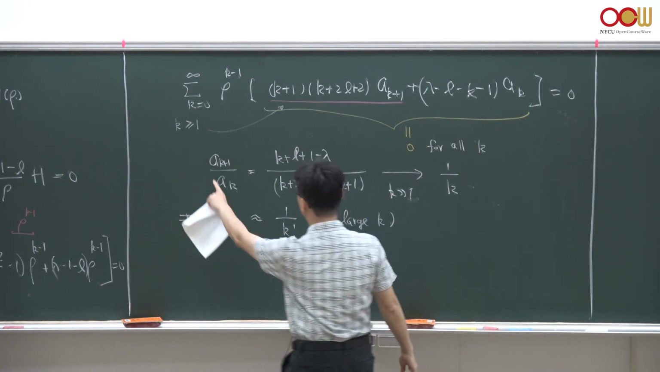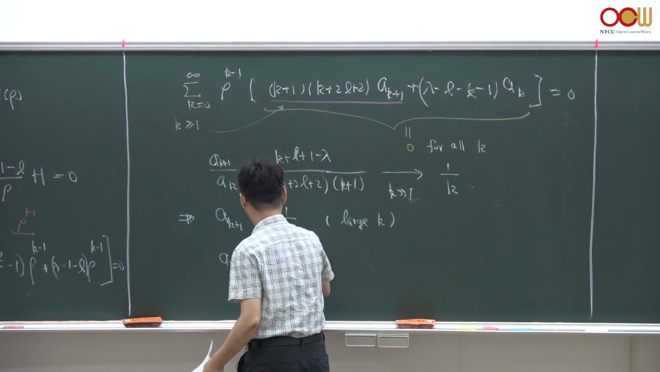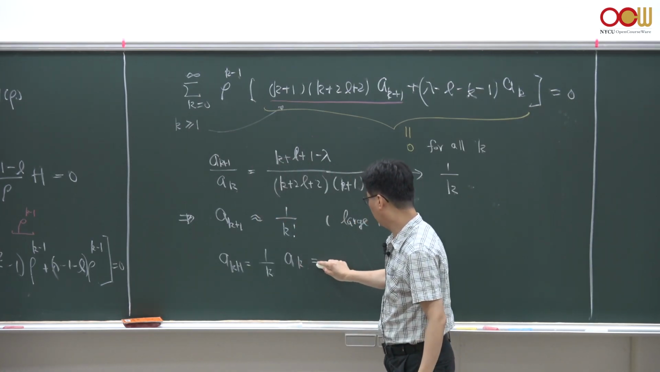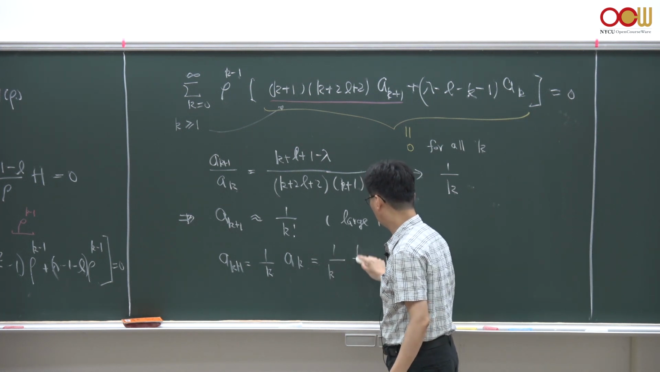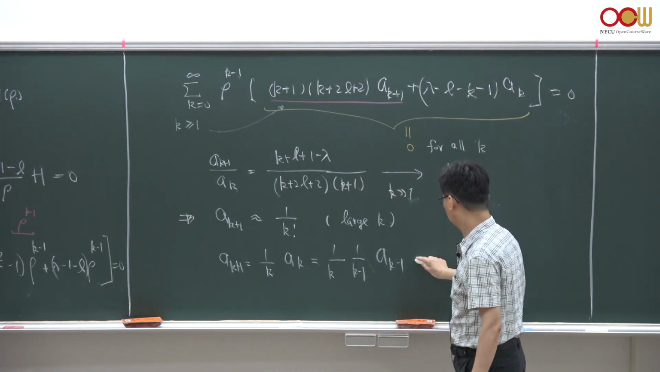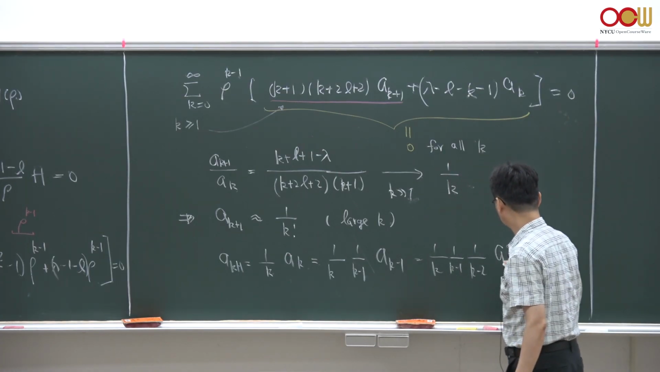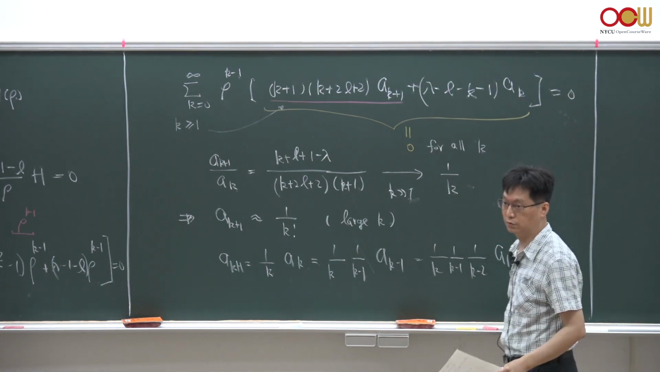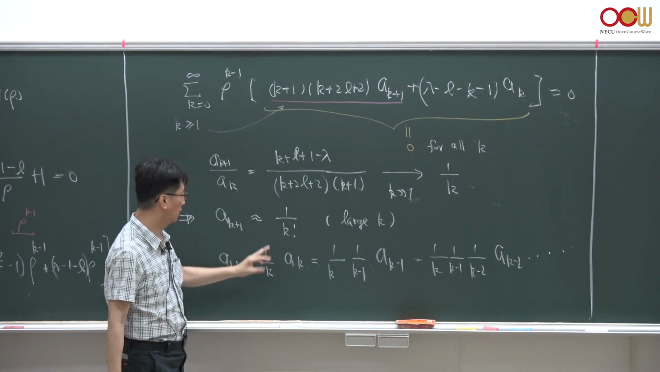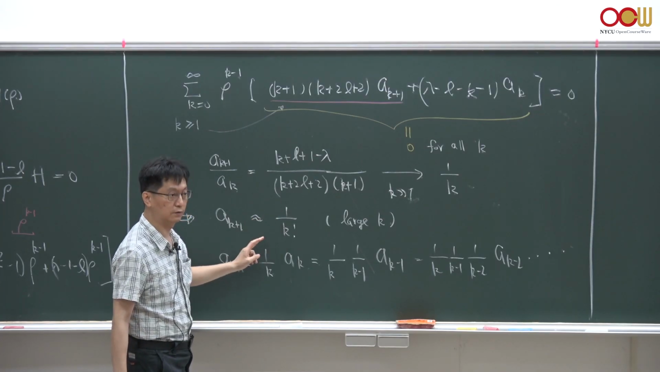Because a of k plus 1 is 1 over k times a of k. And what is a of k? Well, a of k is 1 over k minus 1 times a of k minus 1. What is a of k minus 1? Well, this is again 1 over k minus 2 times a of k minus 2, and so on and so forth. You get this all the way to a0, and a0 is simply a constant. So this is approximately given by 1 over k factorial.